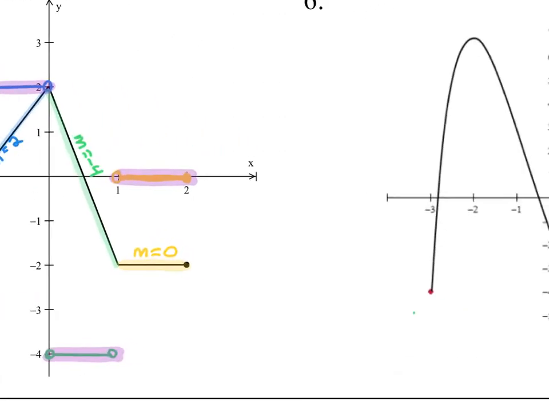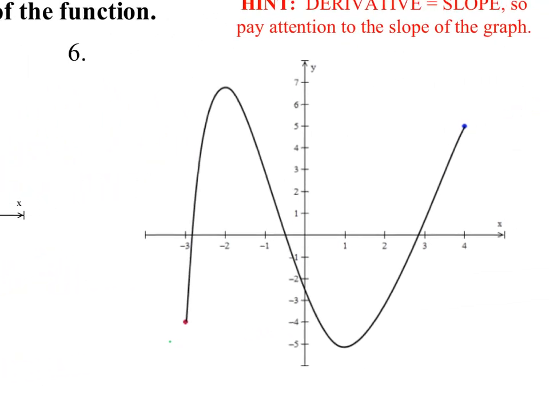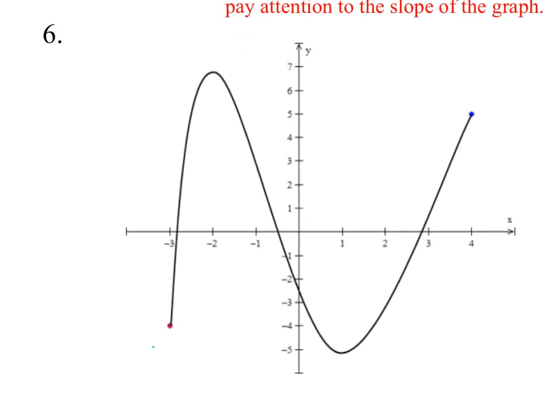On question number 6, I've got this cubic function here, and it's got a different slope. There's no place on here that has a constant slope like number 5 had. Any point that I pick, if I draw a tangent line, it's going to have a different slope than any other point. So on a graph like this, I would suggest starting at the max and min points.